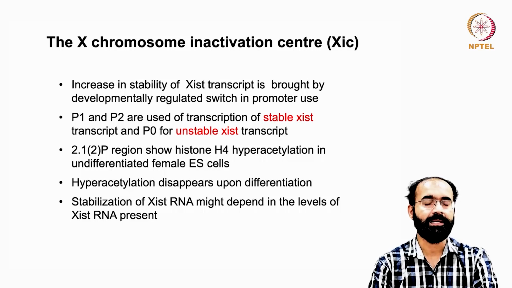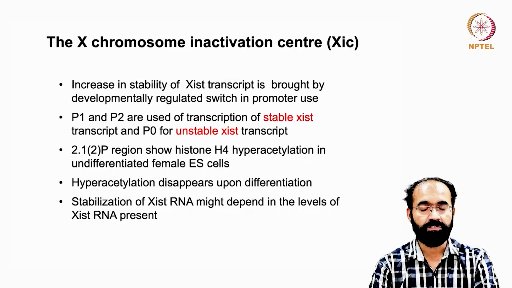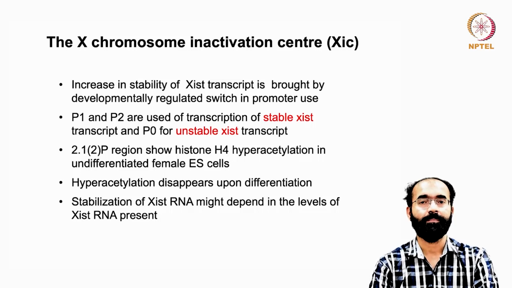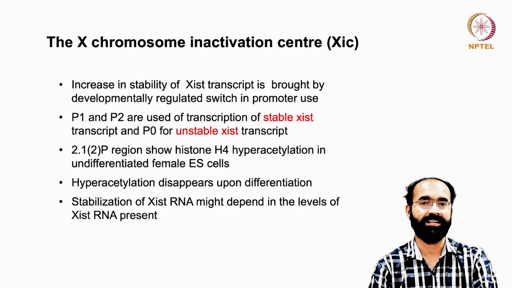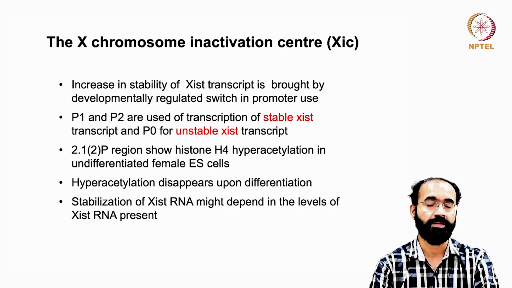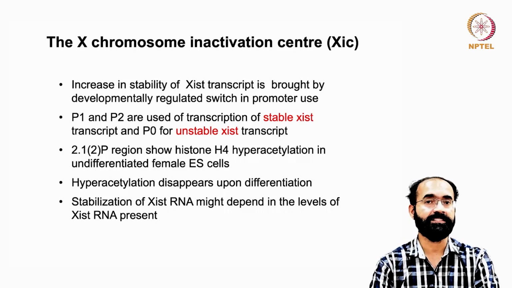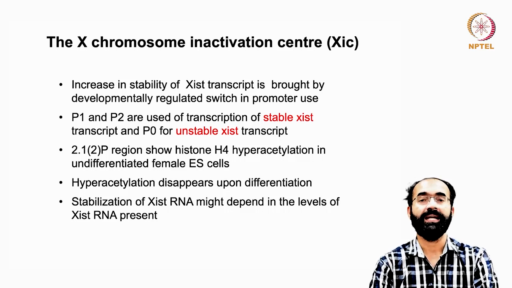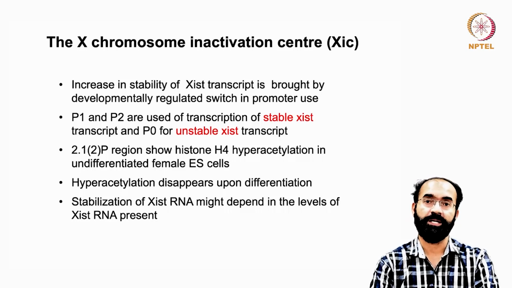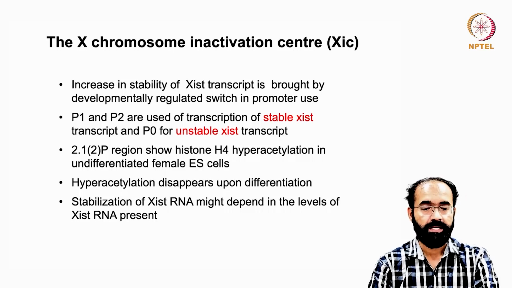So you can guess it. For the paternal imprinted inactivation, most likely it will be the P0. Why? Because P0 is not very stable. So after some time it will become unstable, and once the promoter is off, that chromosome can be revived back. Whereas at a later stage in the organism's body, it has to be P1 or P2. Why? Because you want a stable Xist so that the chromosome is maintained. So you don't want a weak Xist.